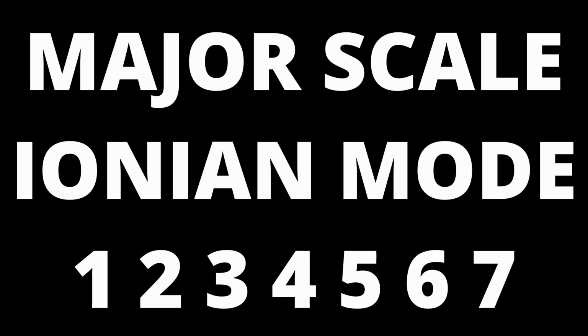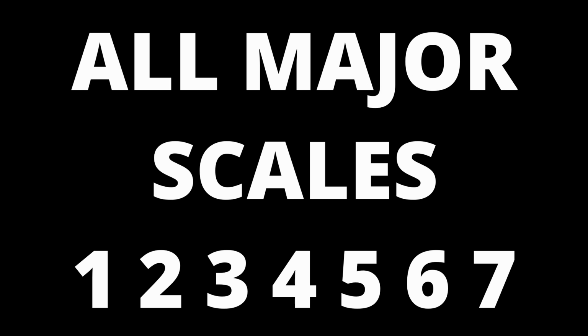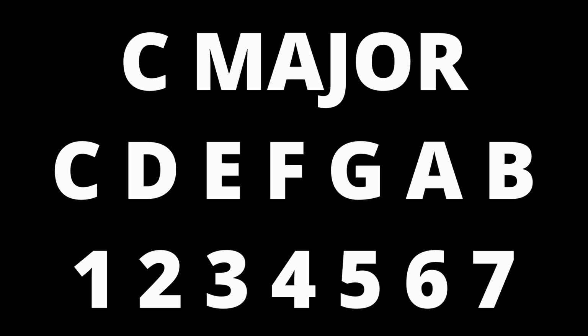The major scale, also known as the Ionian mode, has 7 notes. If I label each note with a number, you get the scale degrees 1, 2, 3, 4, 5, 6 and 7. It doesn't matter what the tonic note of the major scale is, it always has the scale degrees 1 to 7. For example, C major has the notes C, D, E, F, G, A and B with the 7 scale degrees I mentioned.